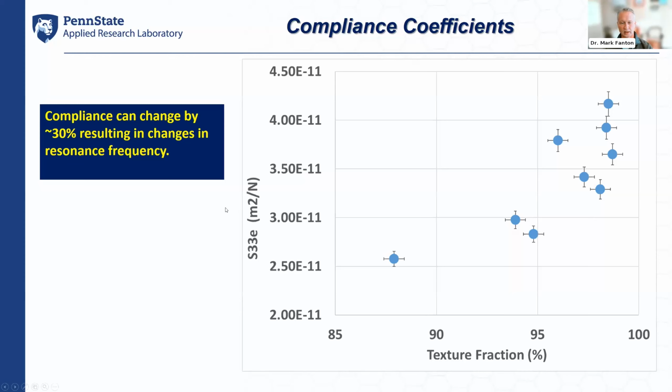Compliance coefficients likewise change with texture fraction. As the material begins to trend more towards something that looks like a single crystal, the compliance coefficients also trend towards more single-crystal-like. And as the compliance coefficient gets higher, the material gets mechanically softer. This would allow you perhaps to, within a range of texture fractions, tune the stiffness of the material in addition to some of the other coefficients, if you're trying to achieve, say, a particular resonant frequency within a given package size.